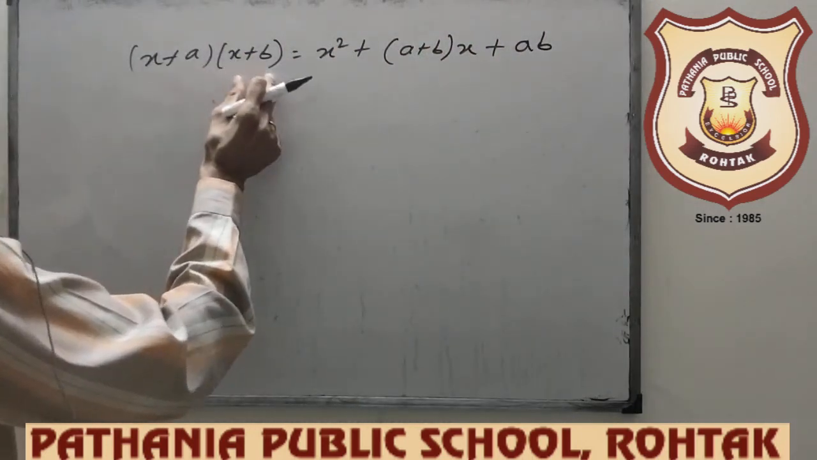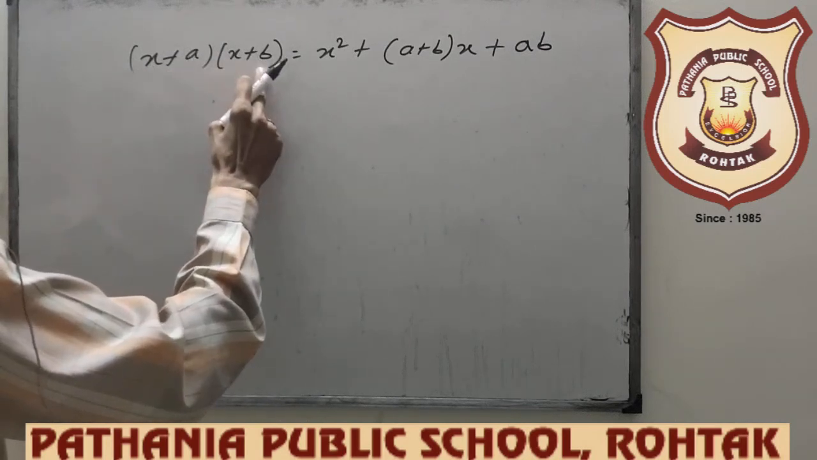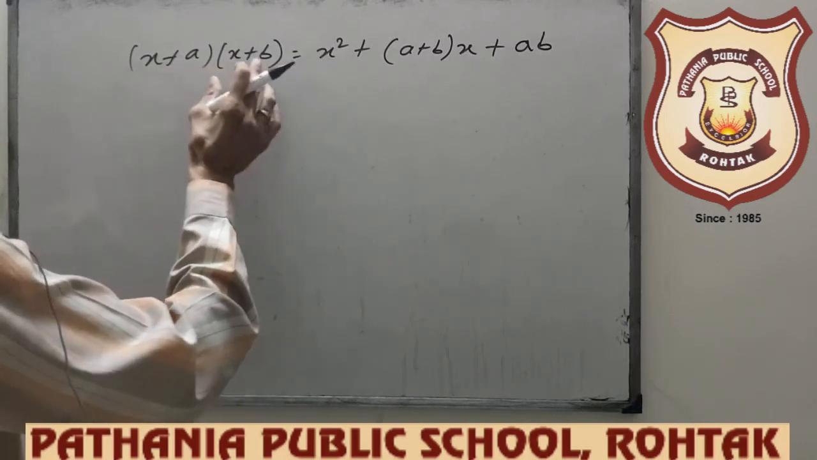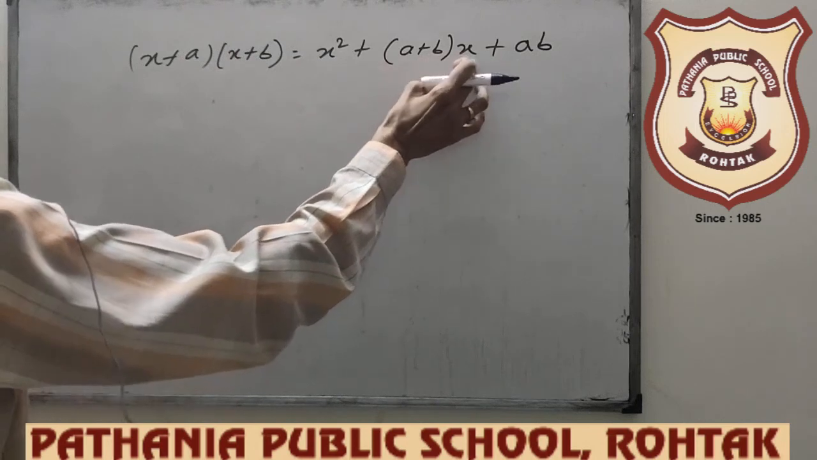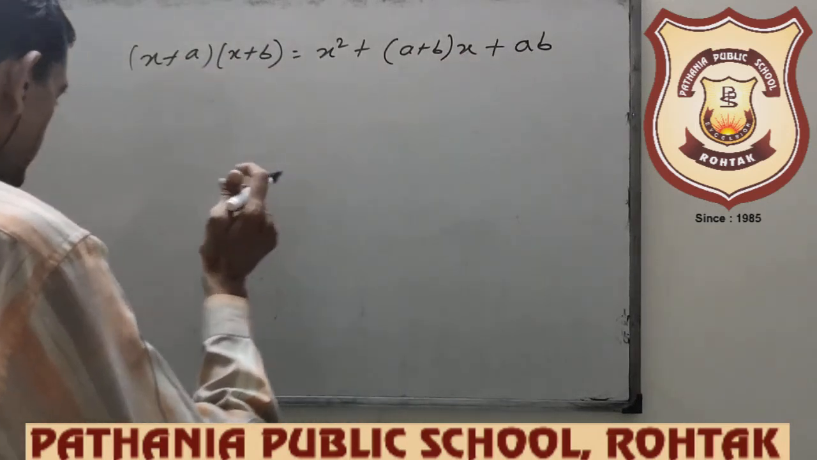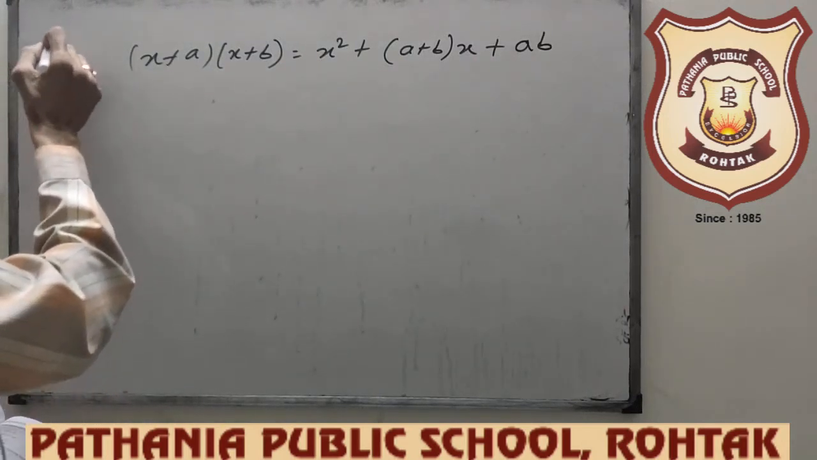If the product of two numbers is like this, where the first number is the same but the last two numbers are different, we can write the square of the first number, then the sum of the two different numbers multiplied by x, and then the product of the two different numbers. For example, I want to discuss part E.